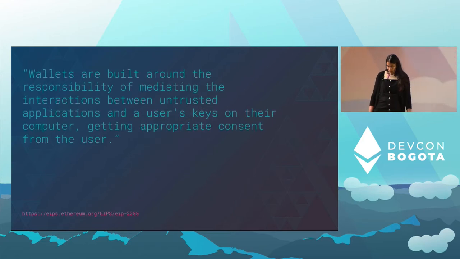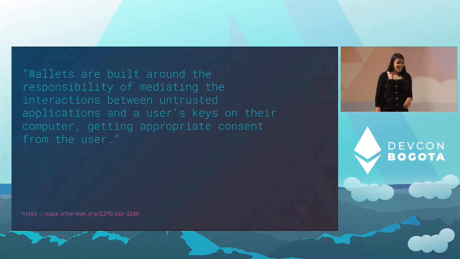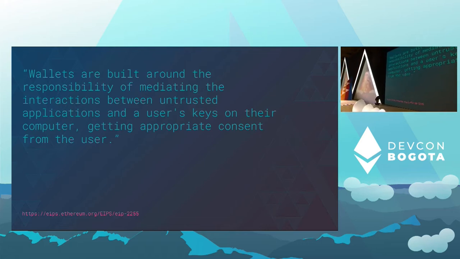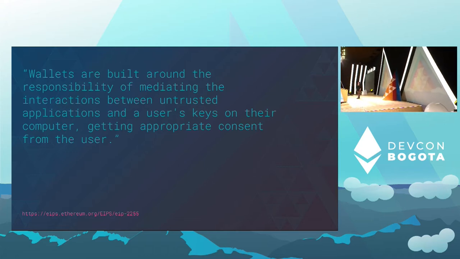Wallets can be a lot of things. We can define wallets as a container of private keys and their system of permissions to manage them. Every time a dApp asks the wallet to execute a transaction, the wallet is asking the user to confirm the usage of these keys. Dan Finlay and Erik Marcks made a beautiful definition: wallets are built around the responsibility of mediating the interactions between untrusted applications and users' keys on the computers, getting appropriate consent from the user.